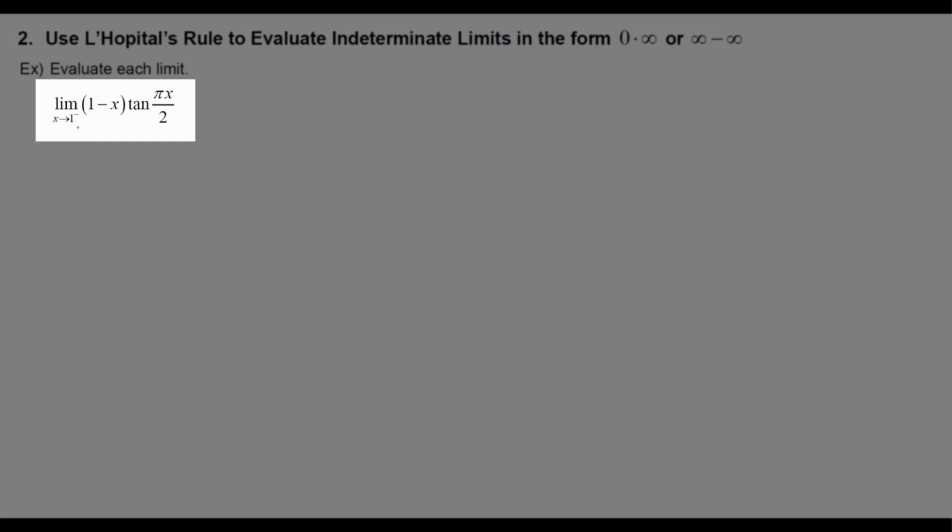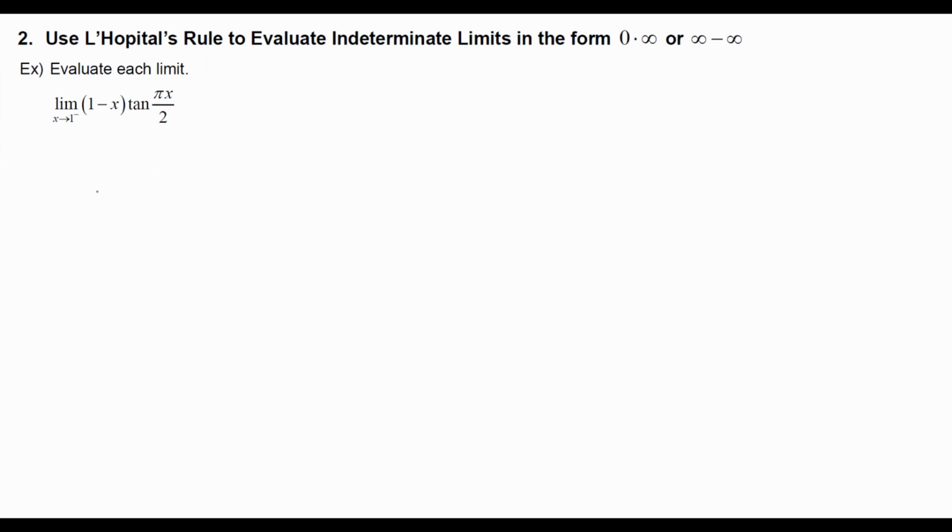The limit as x approaches 1 from the left of (1 minus x) times tangent of pi x over 2. So when you do the direct substitution, x approaching 1 from the left is a number less than 1. So when you subtract, 1 minus a number less than 1 is getting close to 0, but it is a positive number. And tangent of x approaching 1 from the left is tangent of pi over 2 from the left.